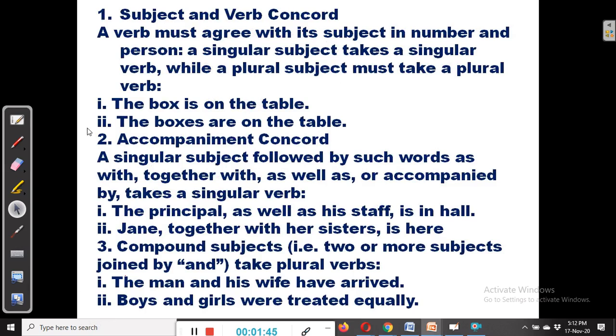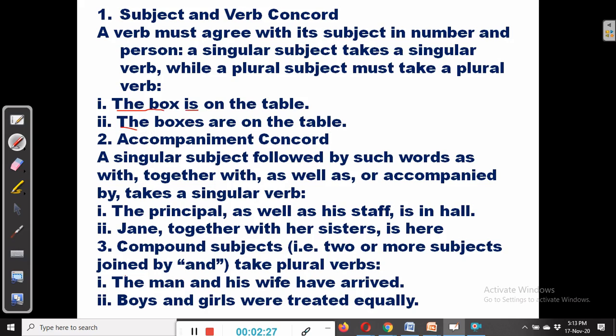We begin with rule number 1, which is known as the subject and verb concord. It states that a verb must agree with its subject in number and person. A singular subject takes a singular verb, while a plural subject must take a plural verb. For example, the box is on the table. The box is a singular subject, while is is a singular verb.